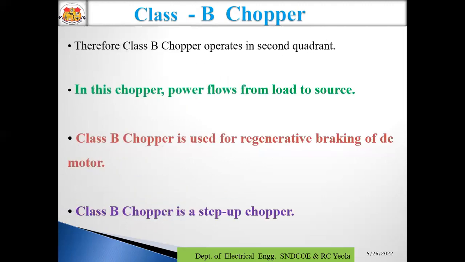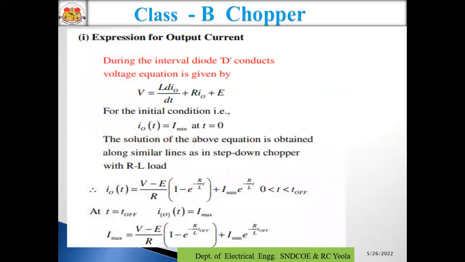Therefore, the class B chopper operates in the second quadrant, and in this chopper the power flows from load to source. This is the main concept. The class B chopper is used for regenerative braking of the DC motor. And the class B chopper is a type of step-up chopper, as we have already discussed the concept of the step-up chopper in an earlier lecture.